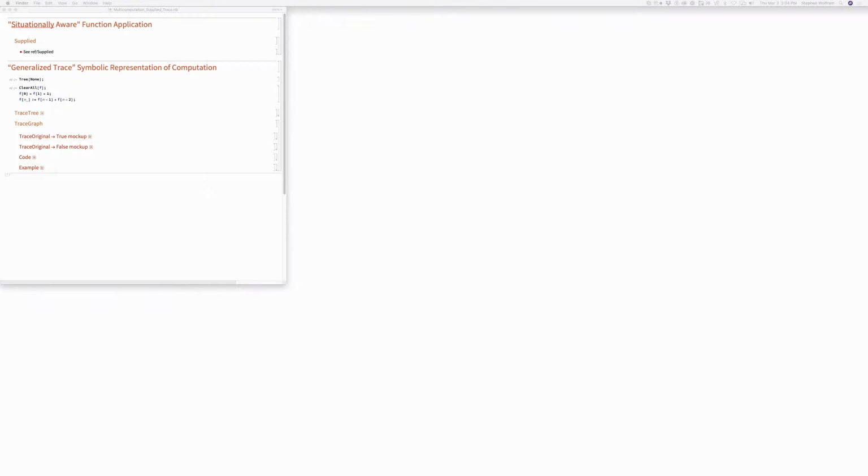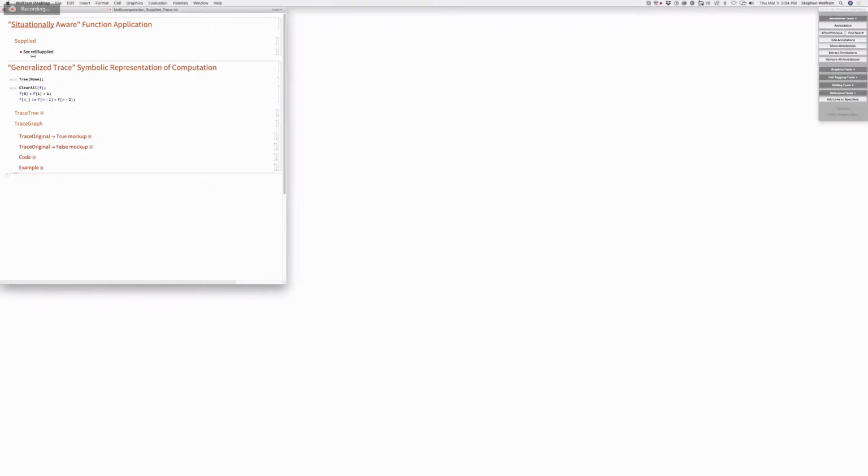Okay, hello everyone. We are talking about multi-computation and it's broken into several topics. The representation of the process of evaluation, the making of evaluation be not just single path, but multi-way. And I guess we also had talked about situationally aware function application. So where should we start?